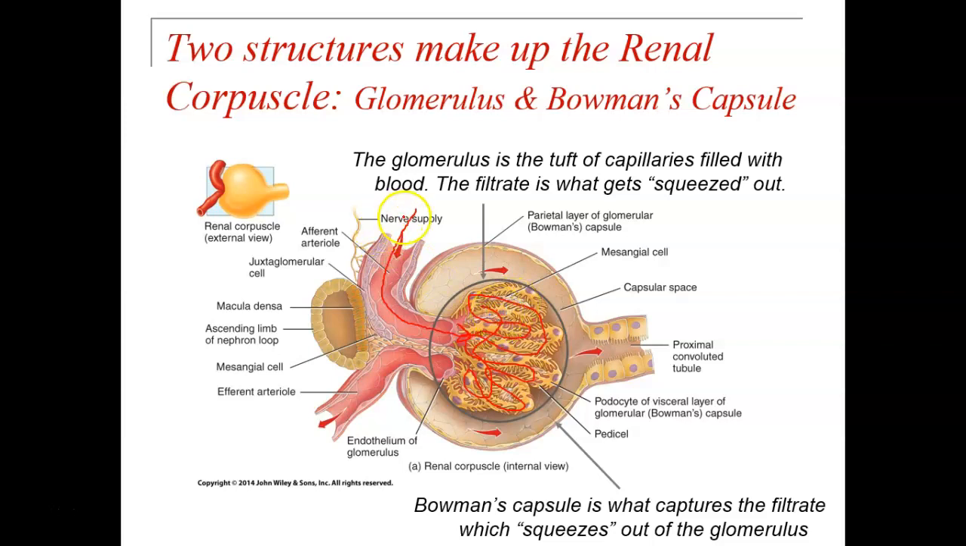So as the blood comes into the glomerulus via the afferent arterioles and swirls around, some of the liquid portion, as well as other solutes, gets pushed out into this space. This space is called Bowman's space, or the glomerular space, or the capsular space. Choice is yours.